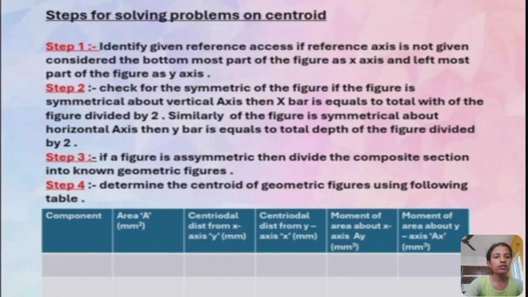Step 4: Determine the centroid of the geometric figures using the following table. This is the table that has component, area, centroidal distance from x-axis, that is y, centroidal distance from y-axis, that is x, moment of area about x-axis, that is ay, and moment of area about y-axis, that is ax.